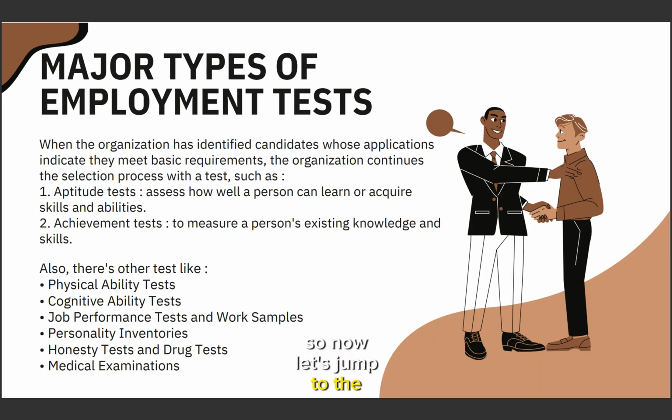Okay, so now let's jump to the major types of employment tests. When an organization has identified candidates whose applications indicate they meet basic requirements, the organization continues the selection process with tests. Aptitude tests assess how well a person can learn or acquire skills and ability. The second one is the achievement test, to measure a person's existing knowledge and skills. Also, there are other tests like physical ability tests, cognitive ability tests, job performance tests and work samples, personality inventories, honesty tests, drug tests, and medical examinations.